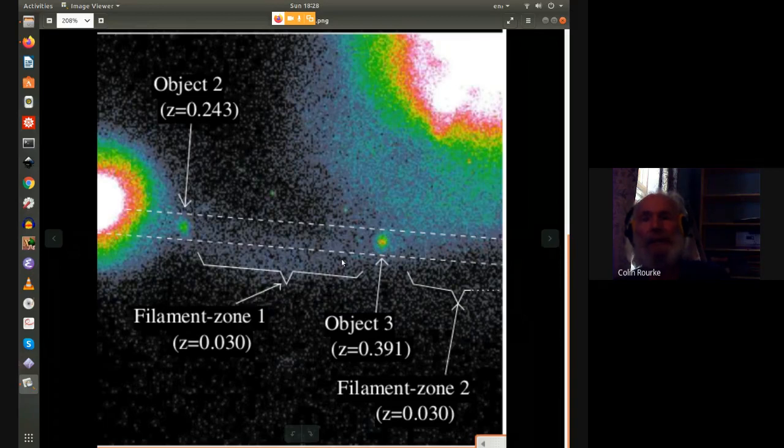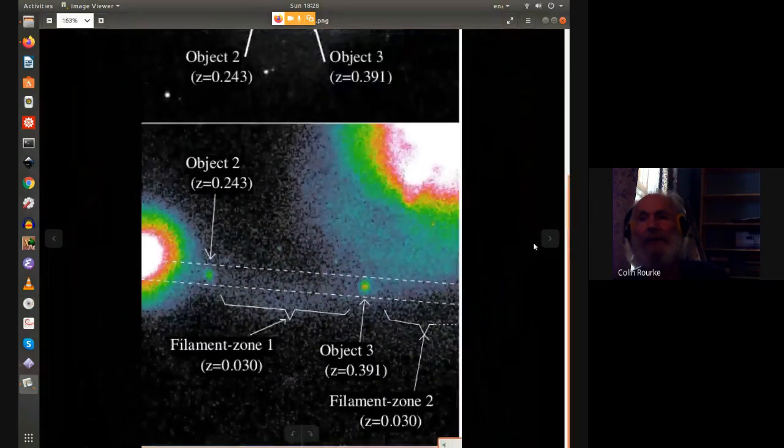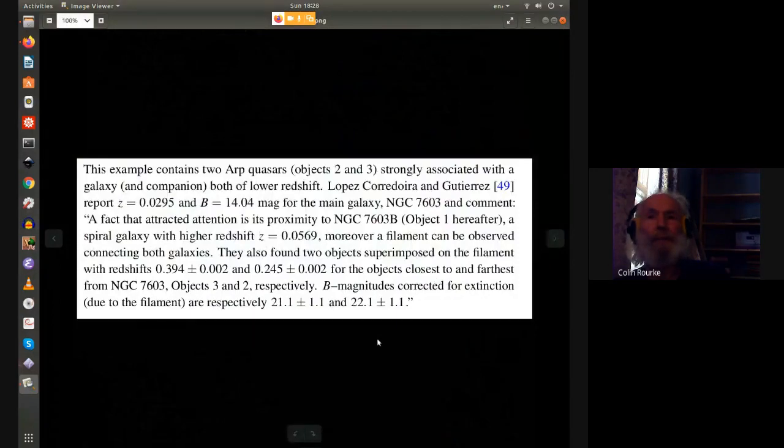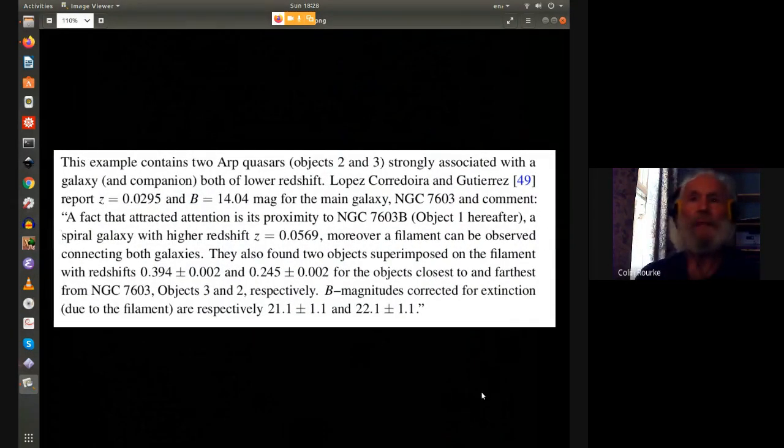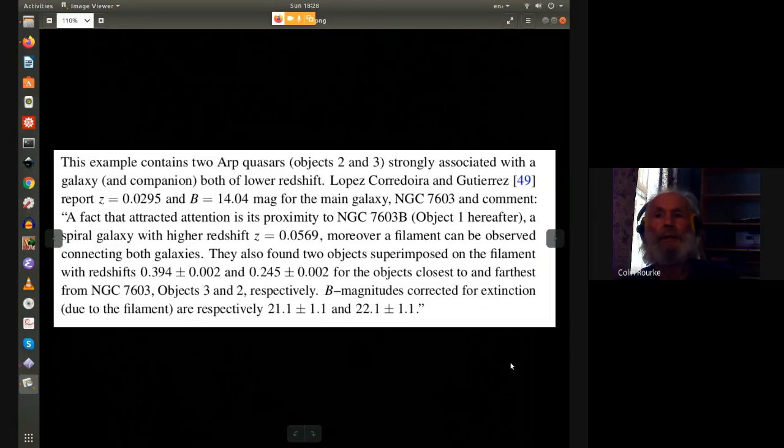Different from the presumably cosmological redshift of the filament, which is a fairly lightweight thing and won't have much gravity affecting it. Z equals 0.03 is probably pretty much correct. Okay, so here's what's written underneath where I got it from. This example contains two arc quasars, objects 2 and 3, strongly associated with the galaxy and companion of lower redshift. And then there's some detail about it, which you can read later.